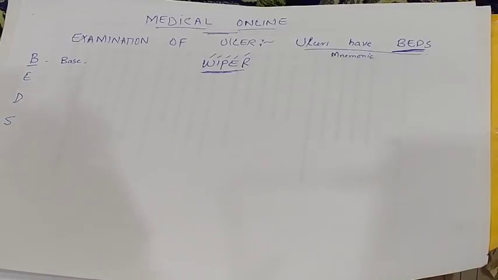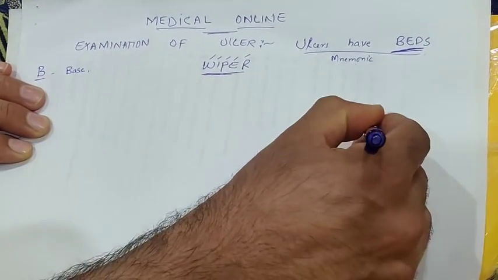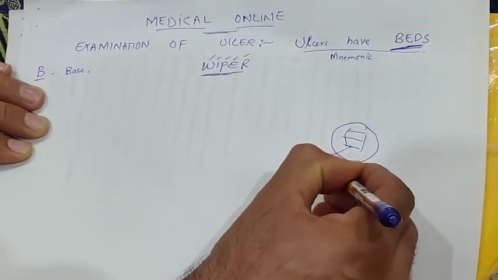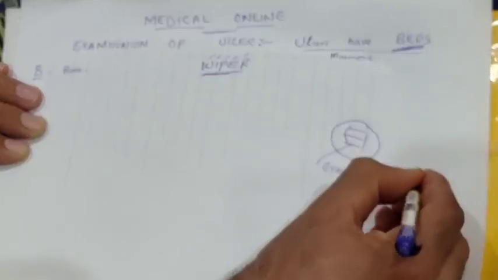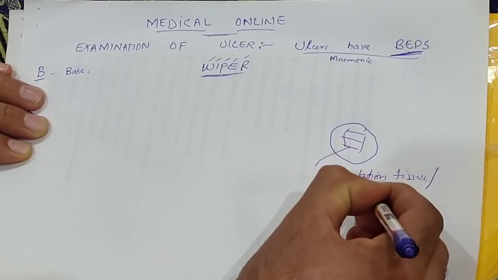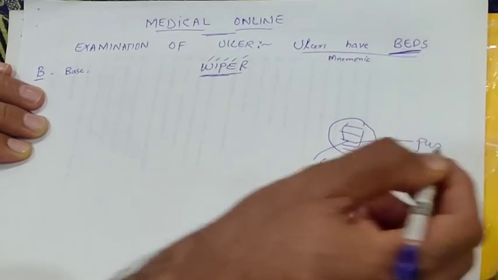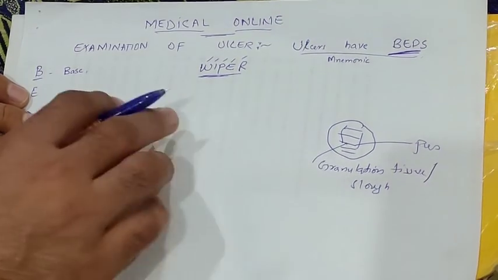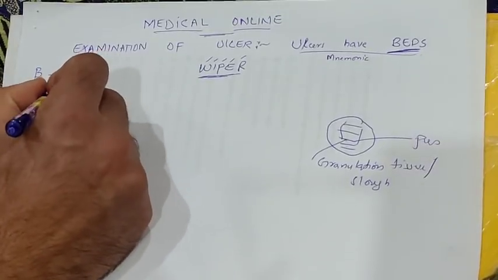B for base, and you will just examine the base of an ulcer. For example, here it is an ulcer. Okay, so this is the base. We will check the base. And the base could be either granulation tissue, or it could be any slough or things like that. Maybe we find some pus coming out of it. You will just examine the base, and you will tell the examiner accordingly.